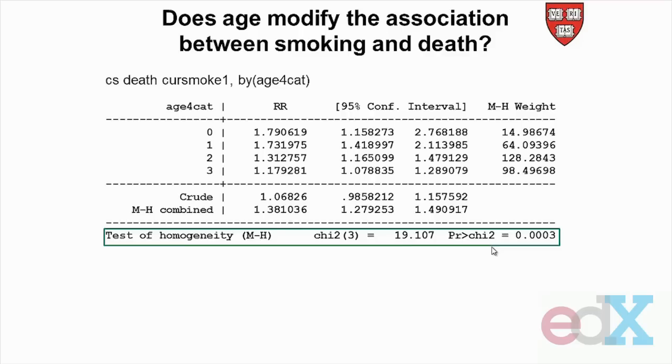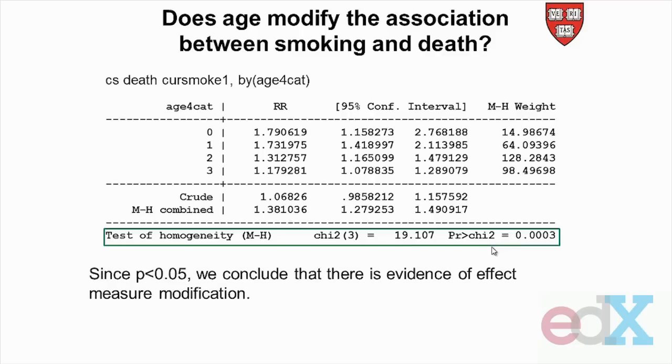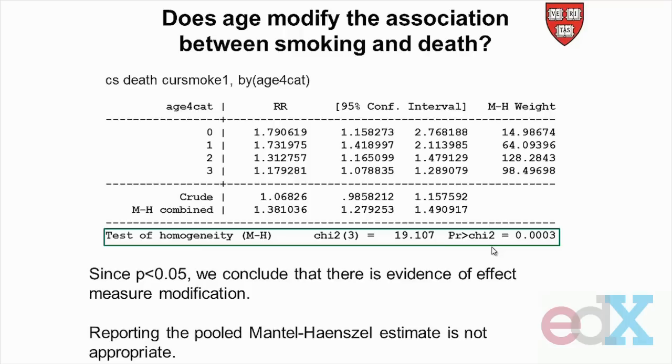What do you think our conclusion should be? And how should we present our results? Well, since the p-value was less than 0.05, we would conclude that there is evidence of effect measure modification. And in terms of how to present our results, reporting the pooled Mantel-Haenszel estimate is not appropriate. We can show the stratum-specific estimates or a standardized estimate. What would you prefer to do here? Well, in this example, it's helpful to report these 4 stratum-specific estimates that we see above.